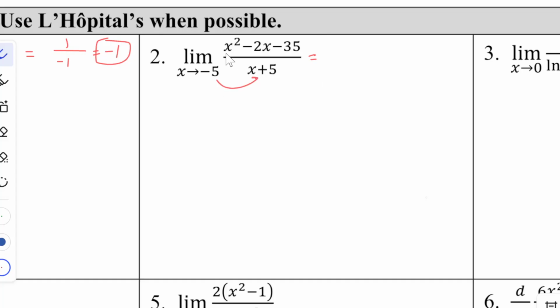All right, bottom turns into 0. 25 plus 10. This one, I don't think I'm getting 0 on the top, am I? I better check it. 25 plus 10 minus 35. It is 0. I'll plug in negative 5.